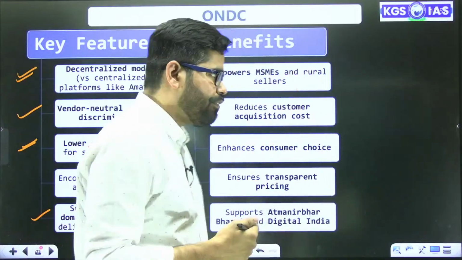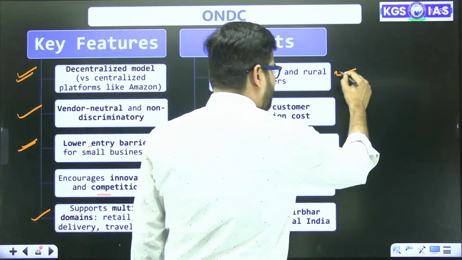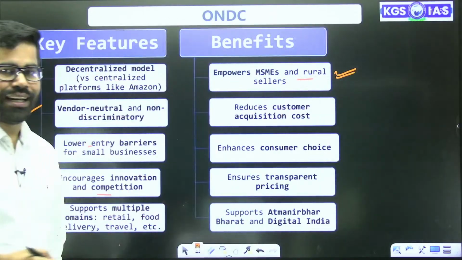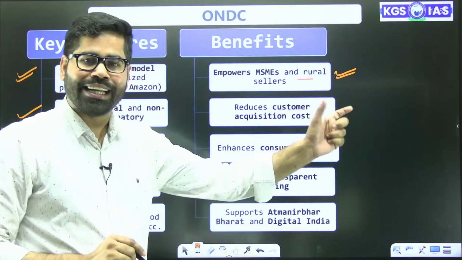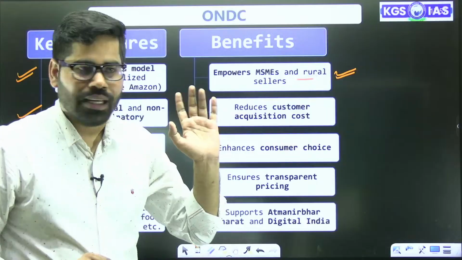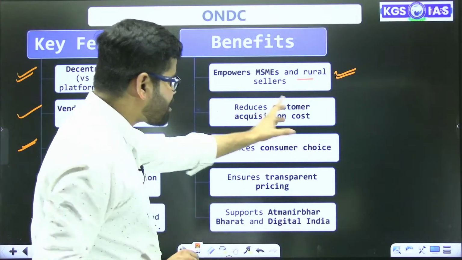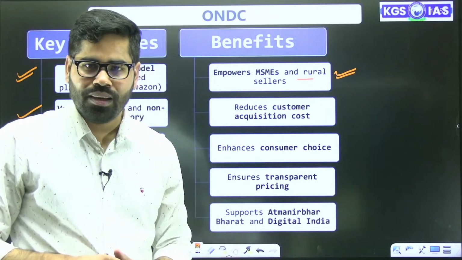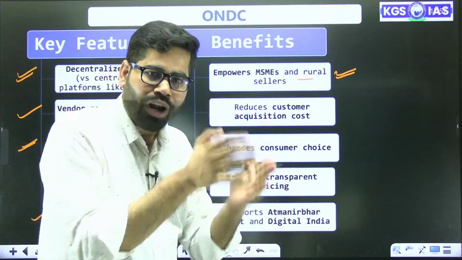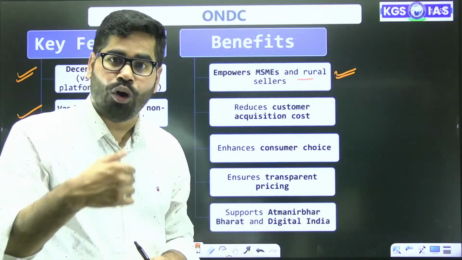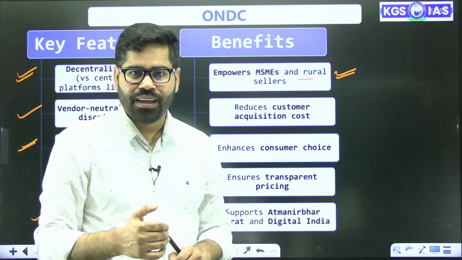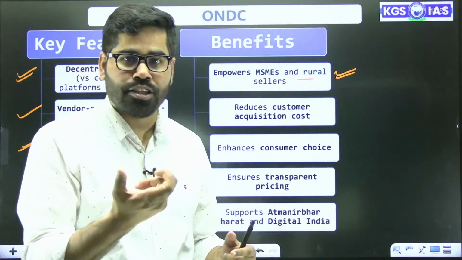What is the benefit here? It empowers the MSME and rural sellers. The micro, small and medium enterprises are getting this digital platform. The second thing is reduced customer acquisition cost. A large number of customers are already there on ONDC. It is simply like a mall, a digital mall.